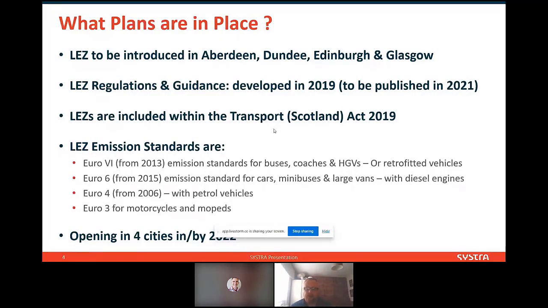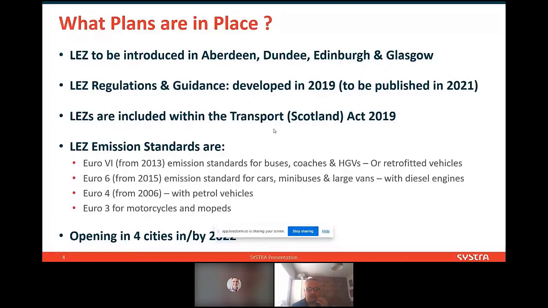For cars and smaller vehicles, minibuses, large vans, it's a Euro 6 classification, so that's about from 2015, but that's for diesel engines. And for petrol engines, it's a much older vehicle is compliant. It's a Euro 4 from 2006. And there's a Euro 3 for motorcycles and mopeds. So all vehicles that are at that emission standard and beyond are classed as compliant. All the vehicles that are predating those classifications in years are classed as a non-compliant vehicle. They are the high polluting vehicles, which the LEZ will be effectively removing from the zone that you've created.